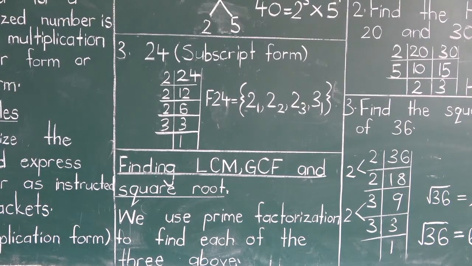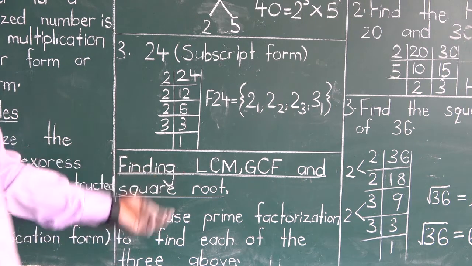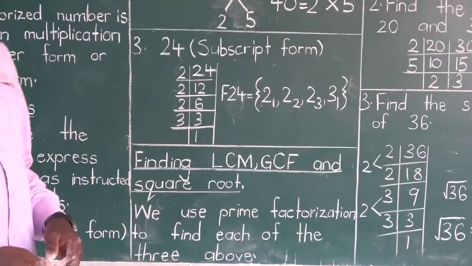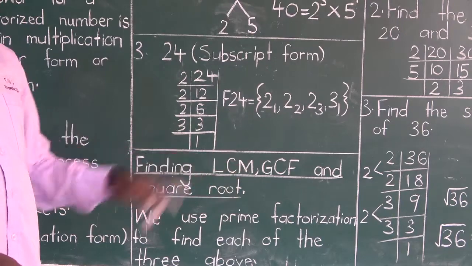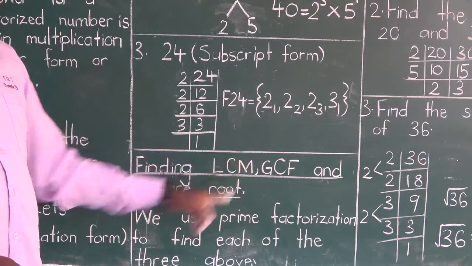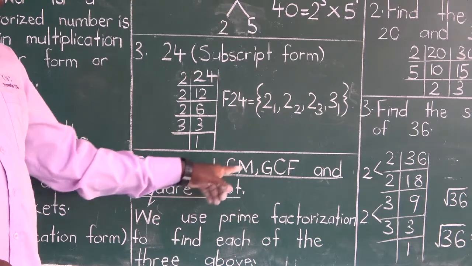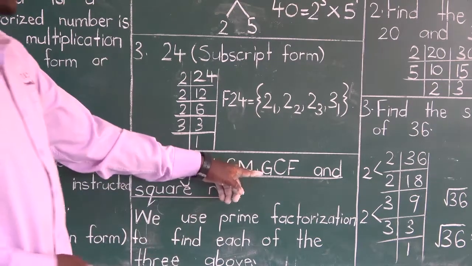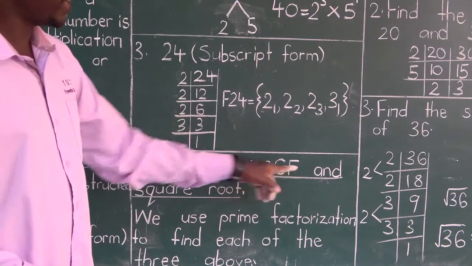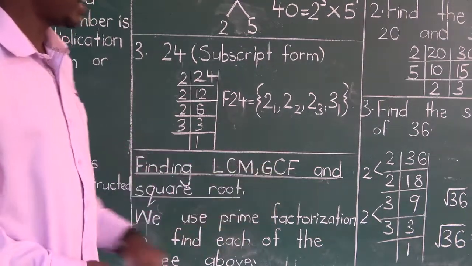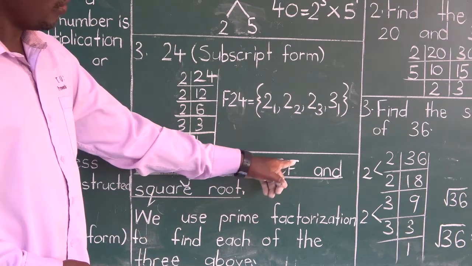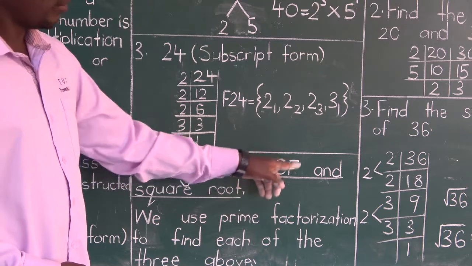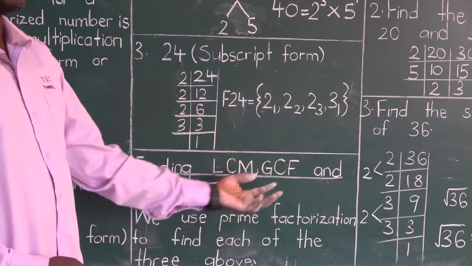So that same idea is going to be used here to find the said technical words, LCM, GCF, and square root. LCM in full is lowest common multiple. Then GCF is greatest common factor. Sometimes it's called GCD. So where F is, one can put D, GCD, greatest common divisor.